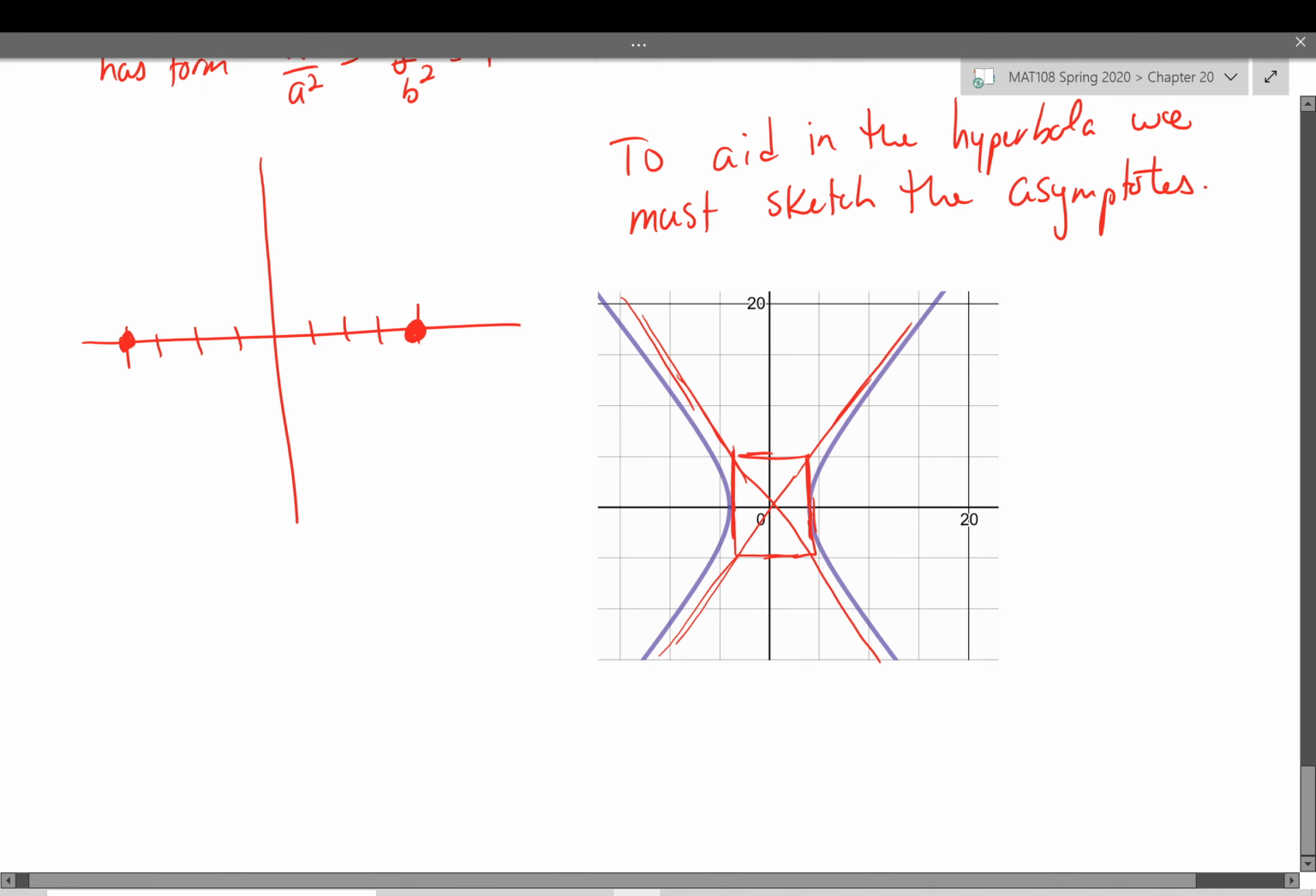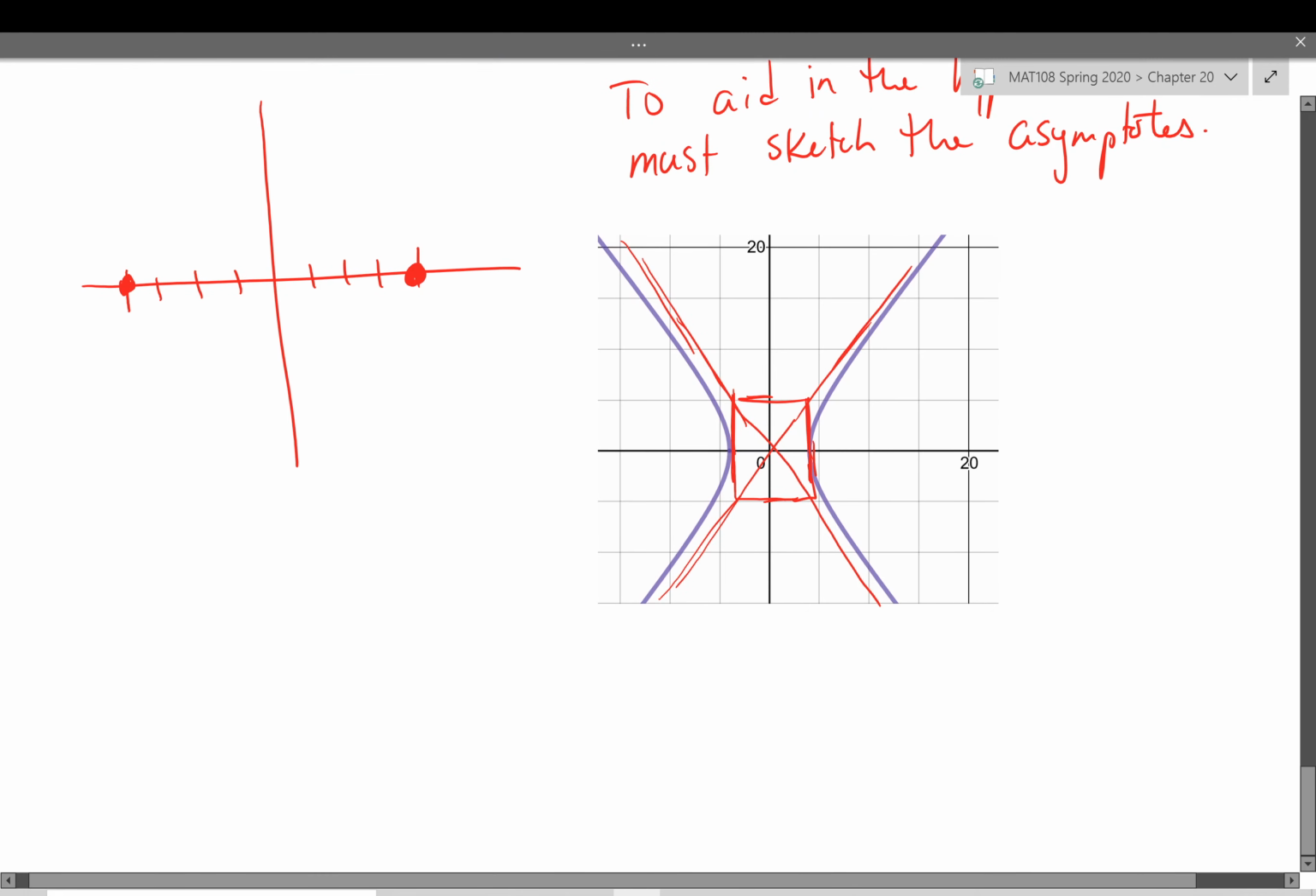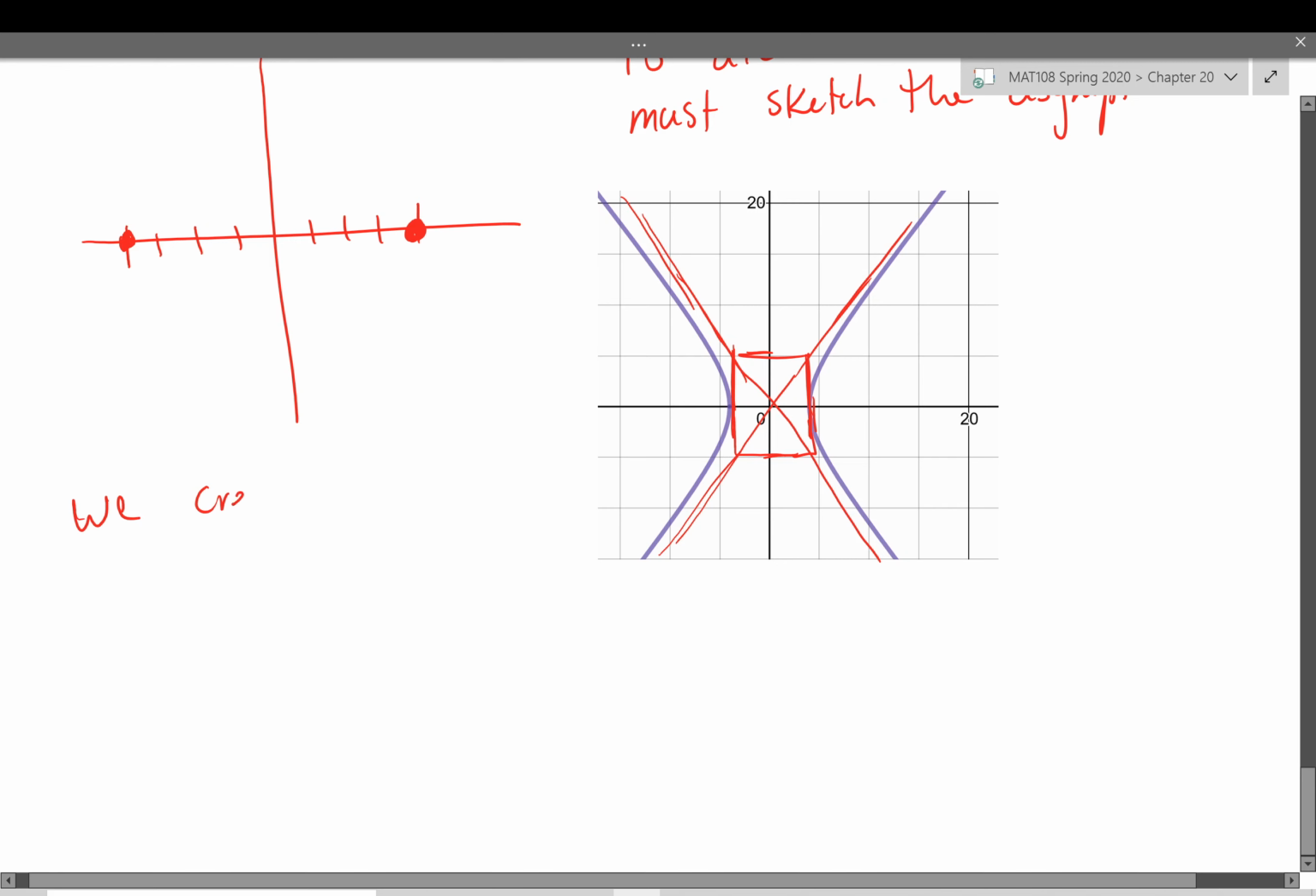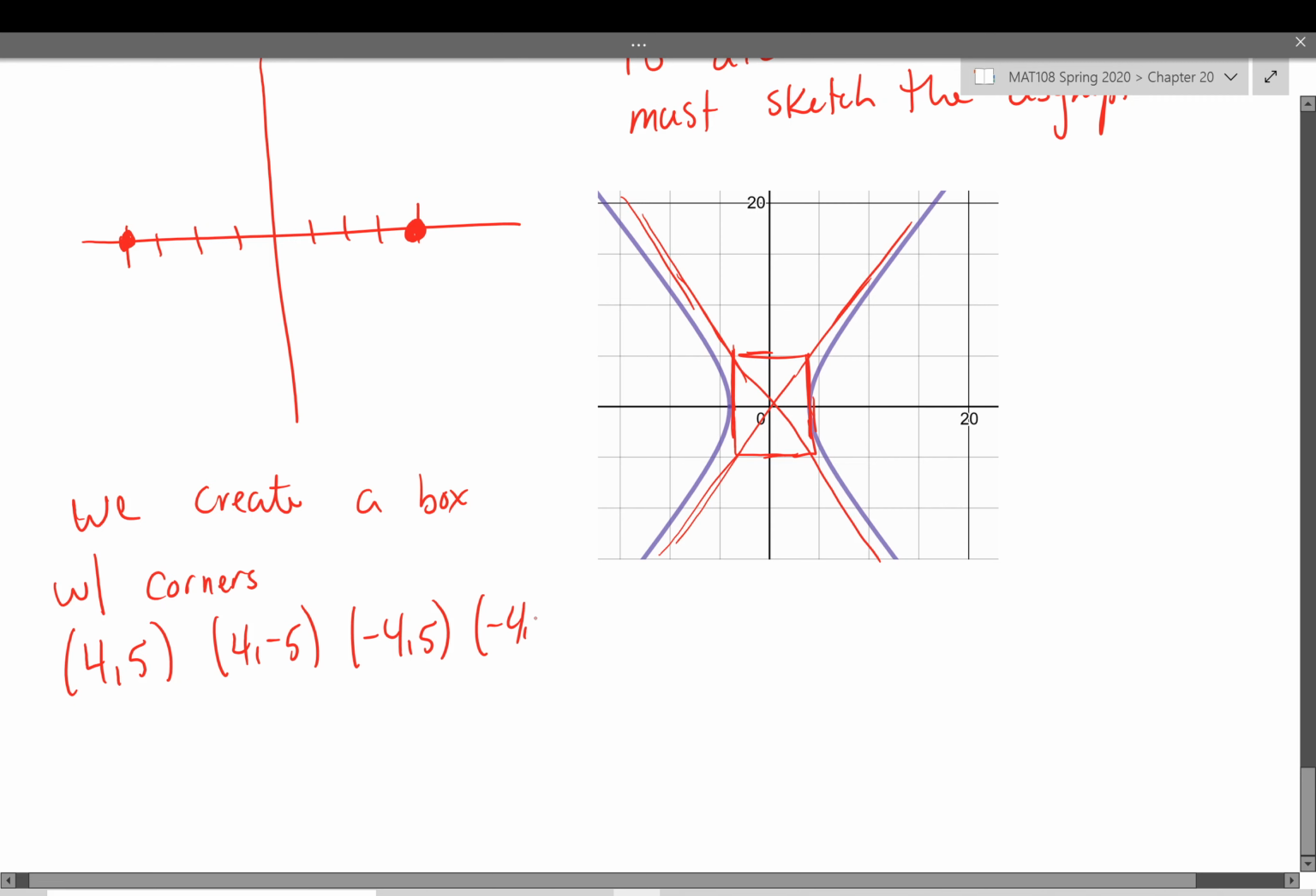So to help us with this, we create a box with the corners 4, 5, 4, -5, -4, 5, and -4, -5. In other words, to help us with this, you create this box where you have every single combination of 4, 5 including their negatives.